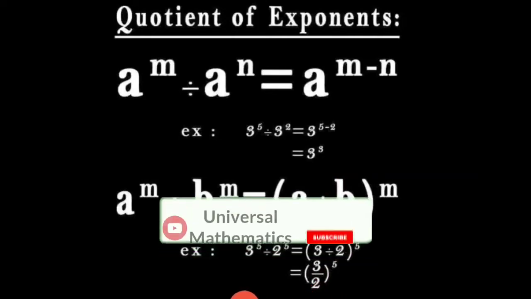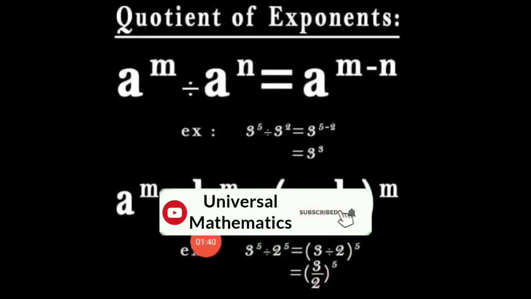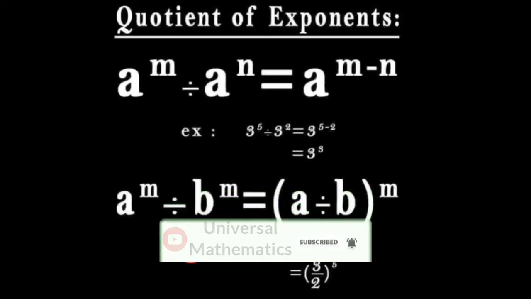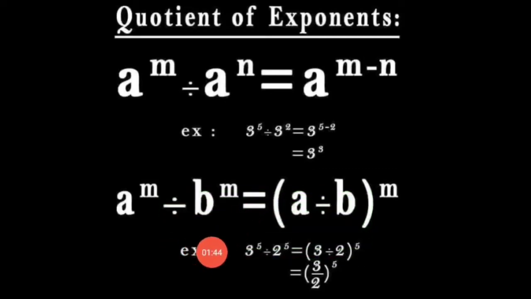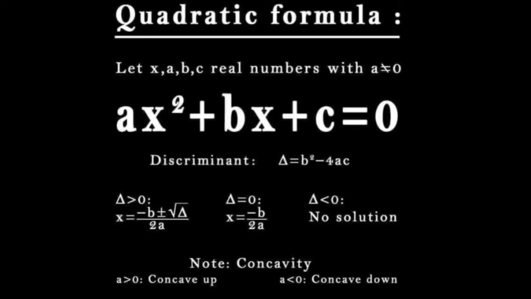Similarly, another example: if we have a raised to power m divided by b raised to power m, where a and b have the same exponents but different bases, we can write this as a divided by b whole raised to power m.